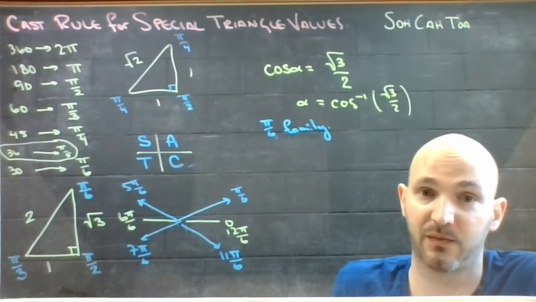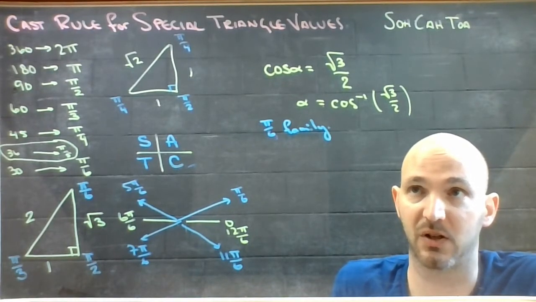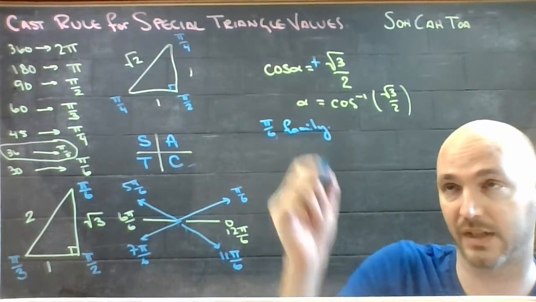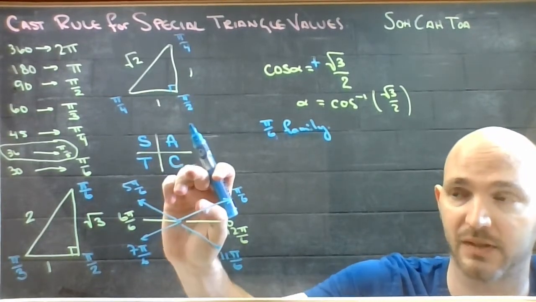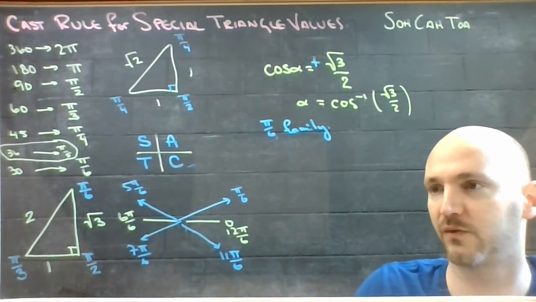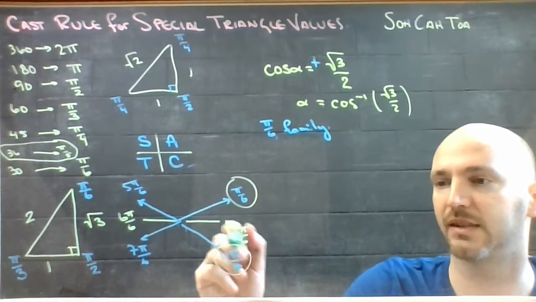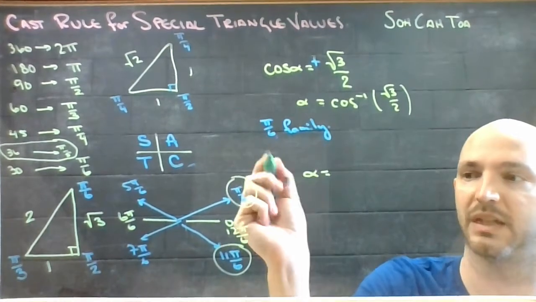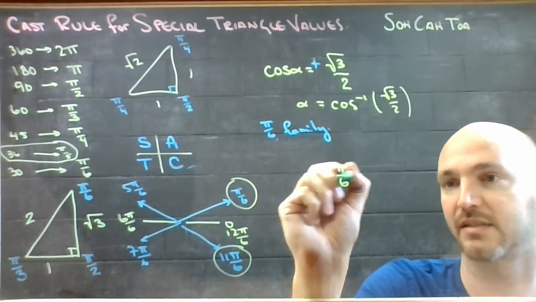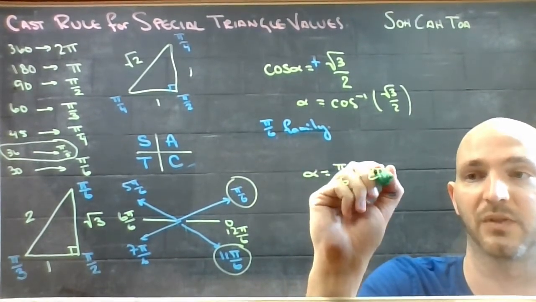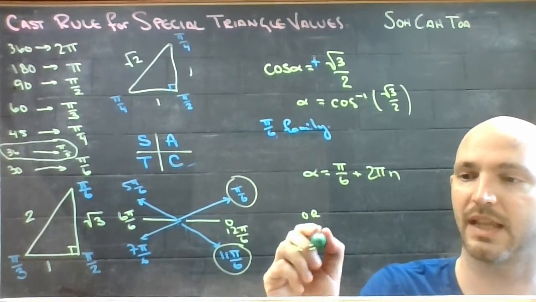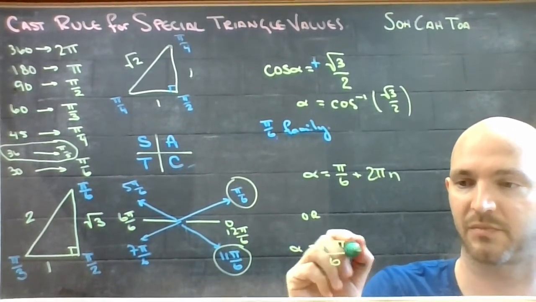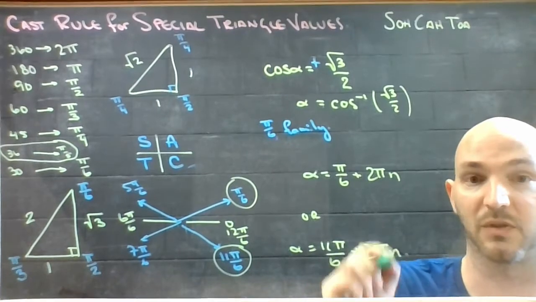So I'm hunting for the two family members that would result in a positive cosine ratio. Cosines are positive in this quadrant and this quadrant, so I'm looking for this one and this one. Therefore, my alpha would be pi over 6 plus an arbitrary number of rotations, or 11 pi over 6 plus some arbitrary number of rotations.